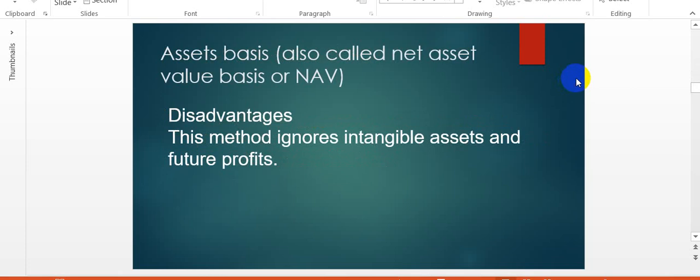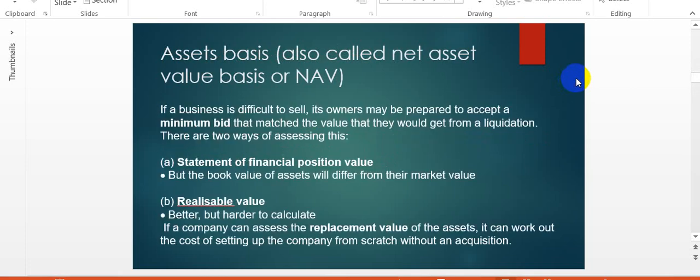The second valuation method is the asset basis, which is also called the net asset value basis, or NAV. If a business is difficult to sell, its owners may be prepared to accept a minimum bid that matches the value that they would get from a liquidation. So there are two ways of assessing this.